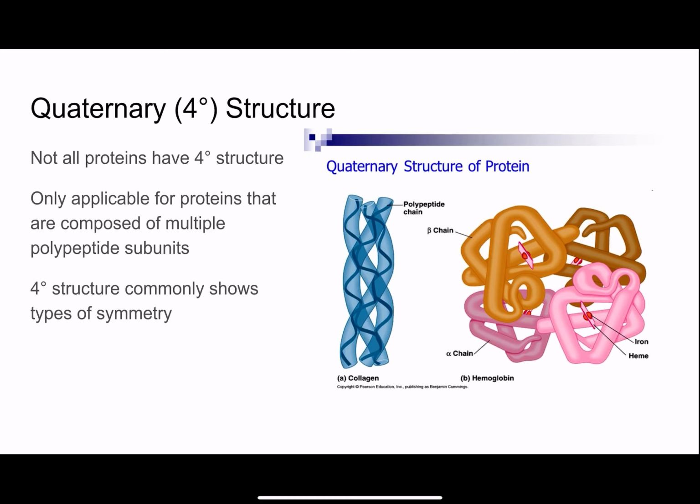The final level of protein structure is the quaternary structure, which is determined by how the various subunits of a protein arrange to form the overall structure. Now, by definition, only a protein with multiple subunits can have a quaternary structure. So if a protein is made up of only one polypeptide, it lacks quaternary structure. At this level, there are many different kinds of symmetry that can be observed due to the arrangement of the subunits.